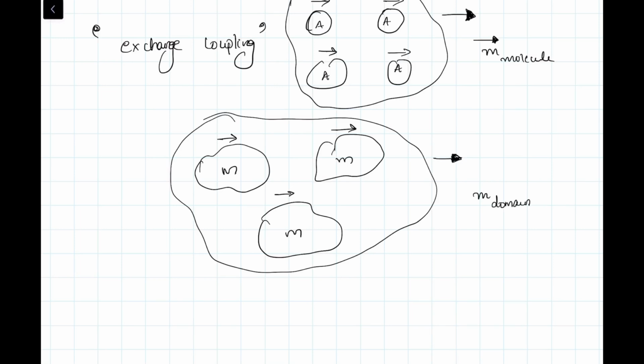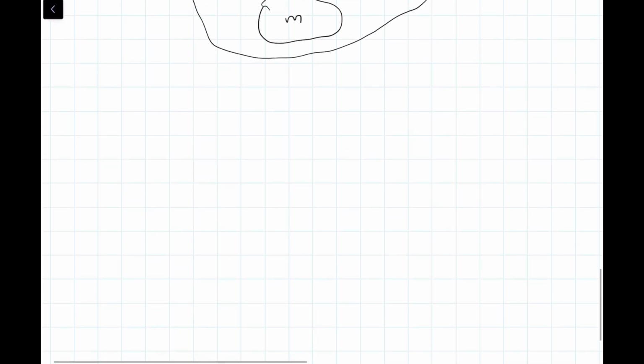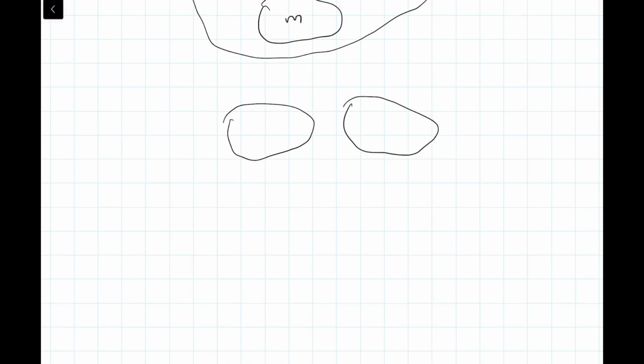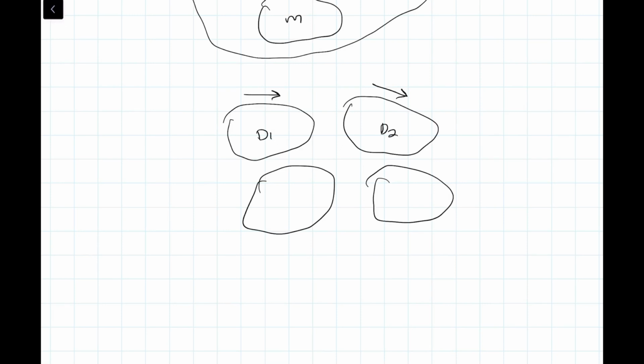So let me write like this: magnetic moment of the domain. Now we are going to speak in a larger manner. So imagine these are some domains, say D1, D2, with their magnetic moments in different directions. They are arranged in random directions. Okay, D1, D2, D3, D4 domains with their magnetic moments arranged absolutely randomly, and it's not necessary that they should focus in a particular direction.